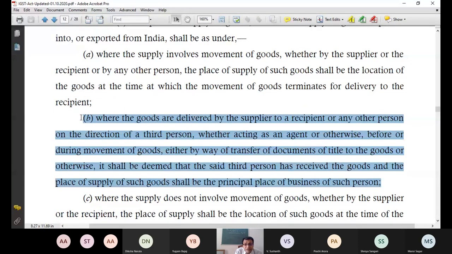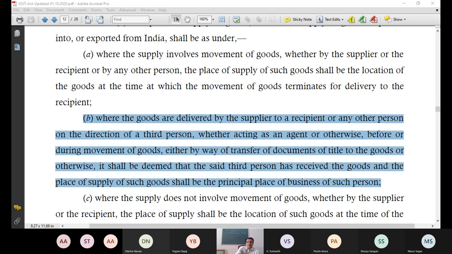Where the goods are delivered by the supplier, in my case the Punjab supplier, to a recipient or any other person. So who is the recipient? Tamil Nadu person. On the direction of a third person. Now who is this third person? Can you tell me who is this third person in my example? West Bengal. Yes, very good. A person from West Bengal is this third person.